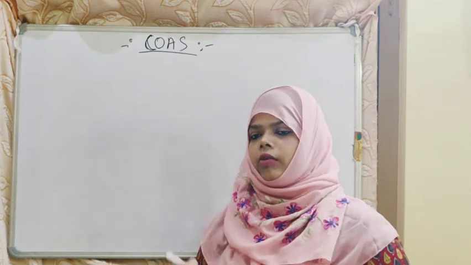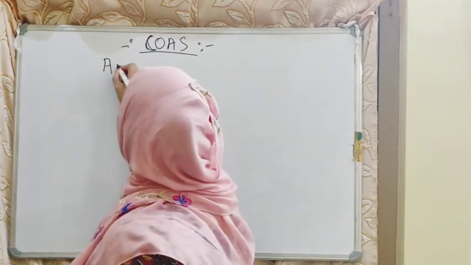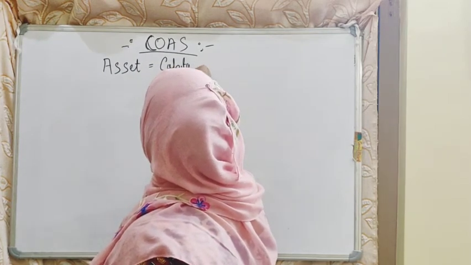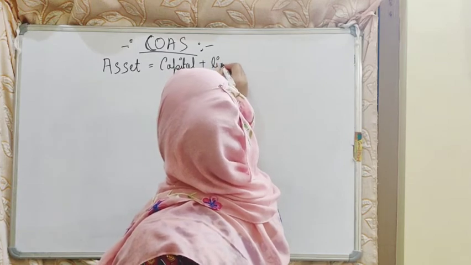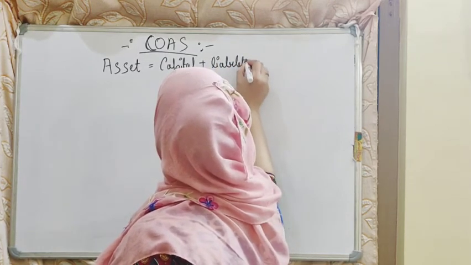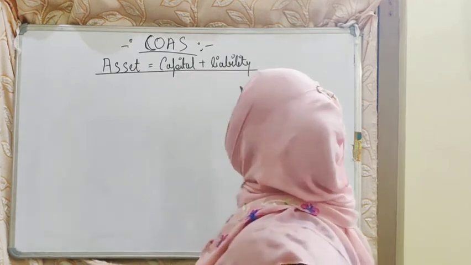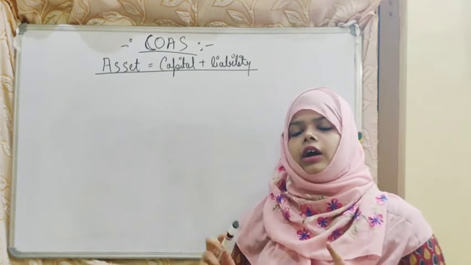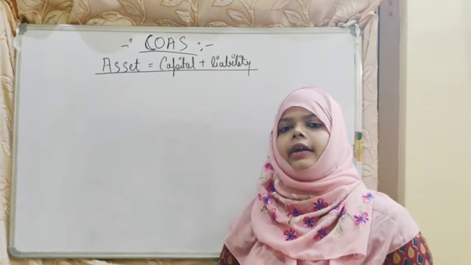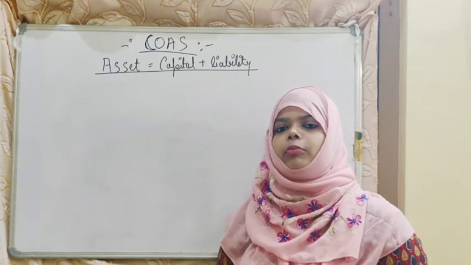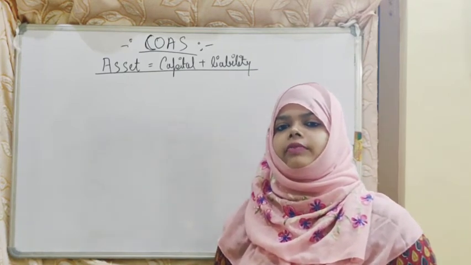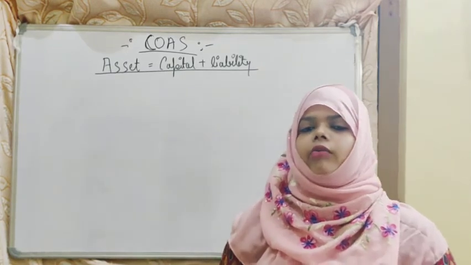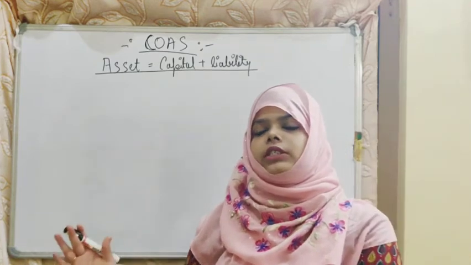And what is that accounting equation? That is asset is equal to capital plus liability. This is our accounting equation. So based on this equation, the various accounting transactions are followed and recorded in the books of accounts. So we will begin with the problems. How are the problems of the accounting equation solved? We'll begin with a simpler problem and go towards the complex one.